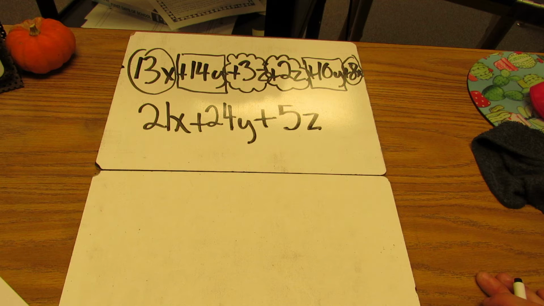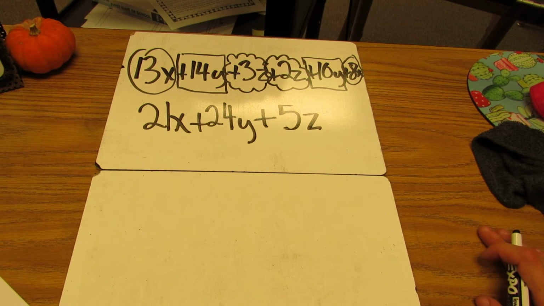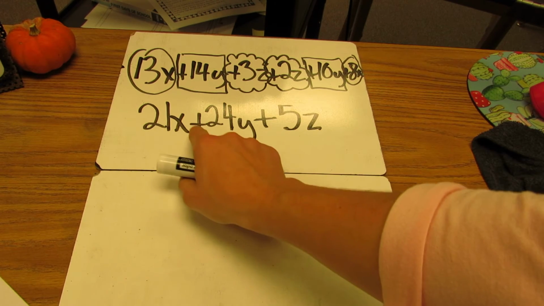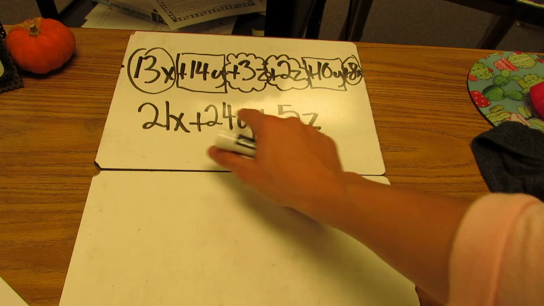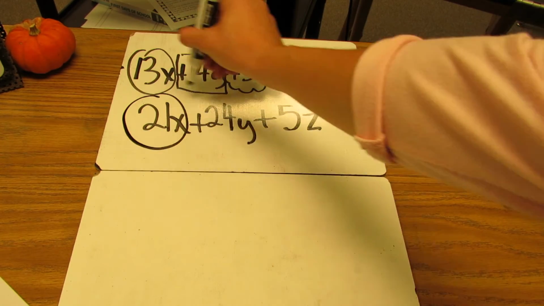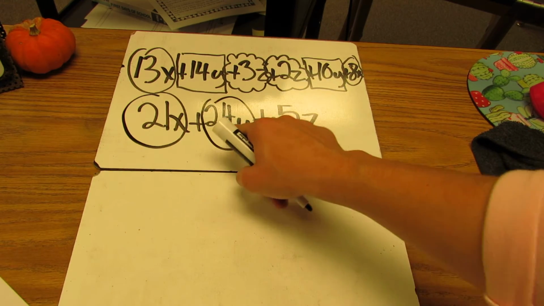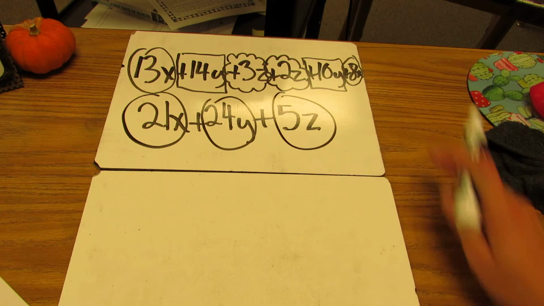Now I want you guys to be able to label all of the parts of these expressions. How many terms are there? I hope you said 3. There are 3 terms. Remember, terms are separated by addition or subtraction signs. So the first term is 21x, the second is 24y, and the last is 5z.